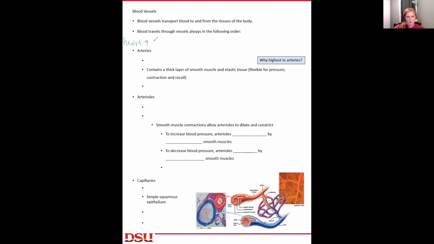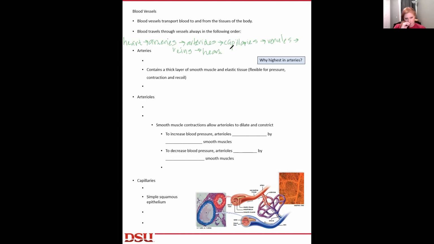So the heart sends blood to the arteries. The arteries send blood to the arterioles. Arterioles send it to the capillaries. Capillaries send it to venules. Venules go to, put it underneath, veins. And the veins send it back to the heart.